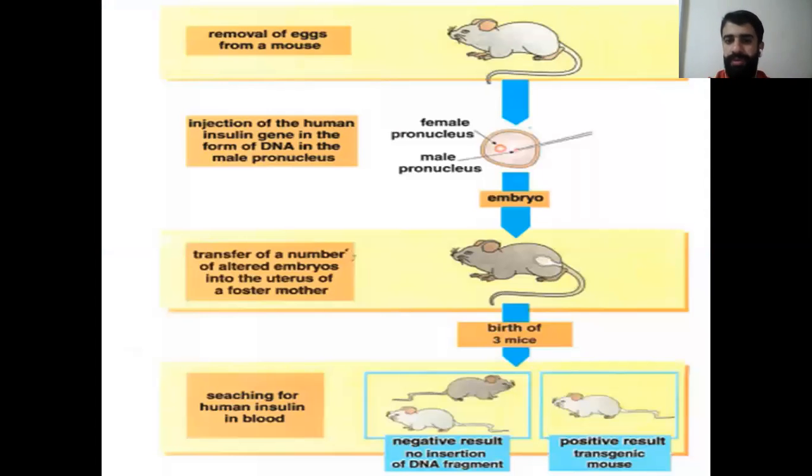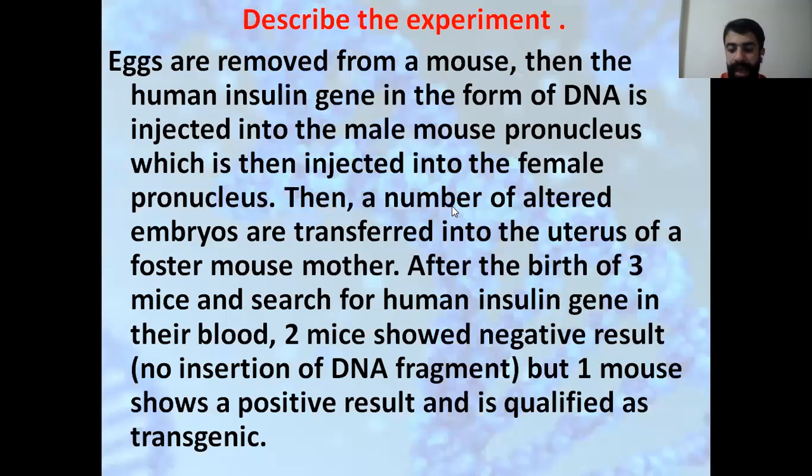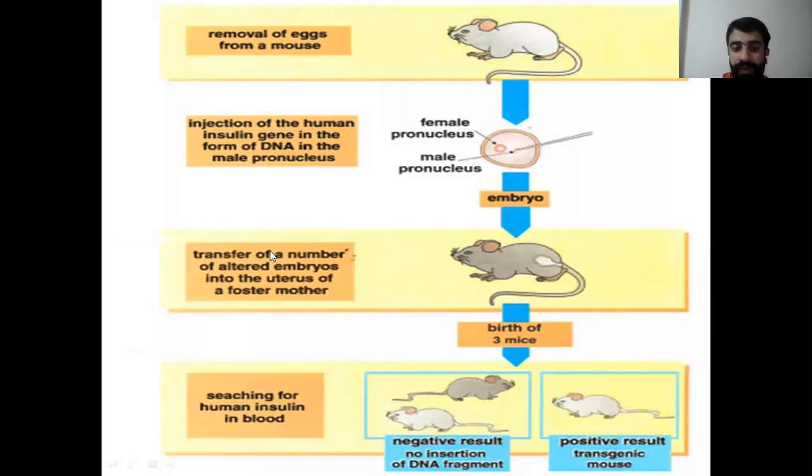Let's move to this experiment. In this experiment, we have the mouse. We remove the egg from the mouse, and then we inject the human insulin gene, as you see here, in the form of DNA into the male pronucleus, and they are fused together with the female pronucleus, and then we transfer a number of altered embryos into the uterus of the foster mother. As we said, for the foster mother, we use only the uterus of this mother.